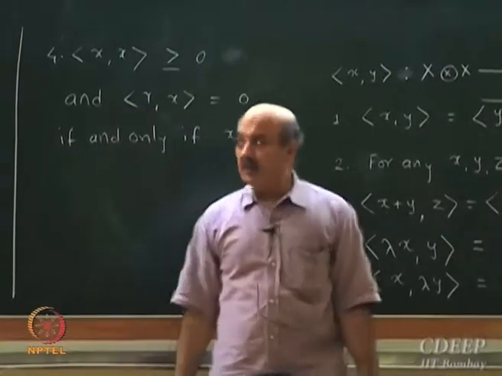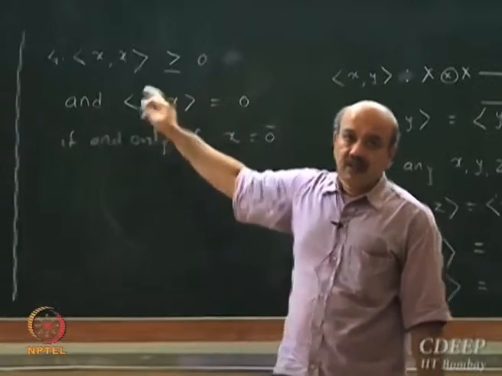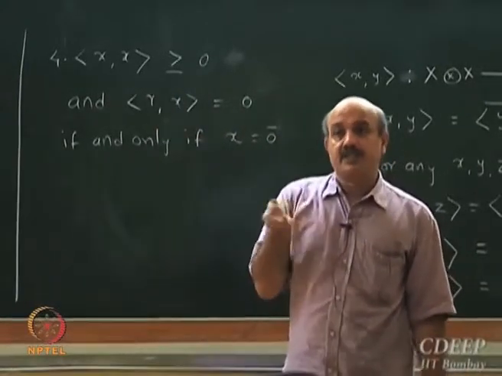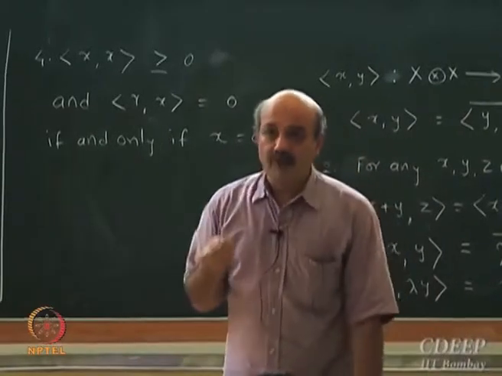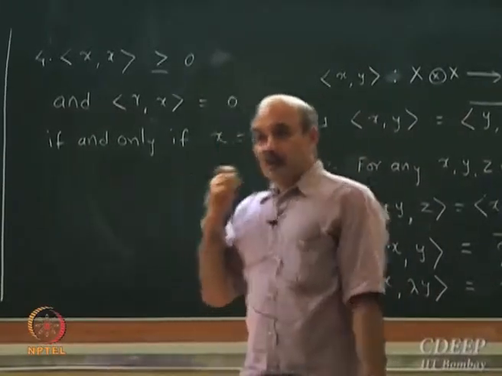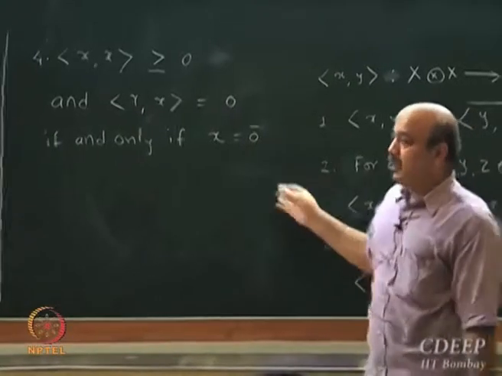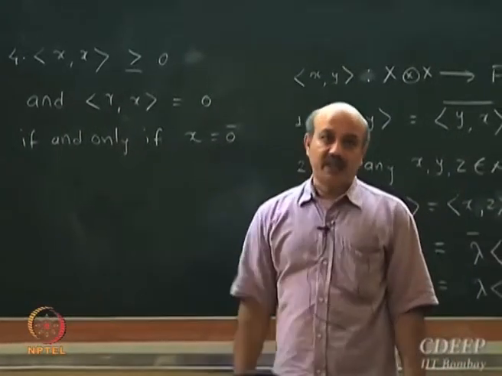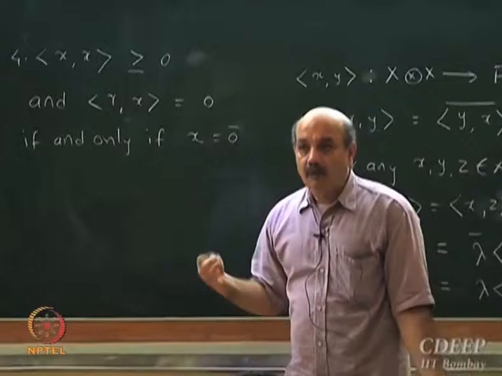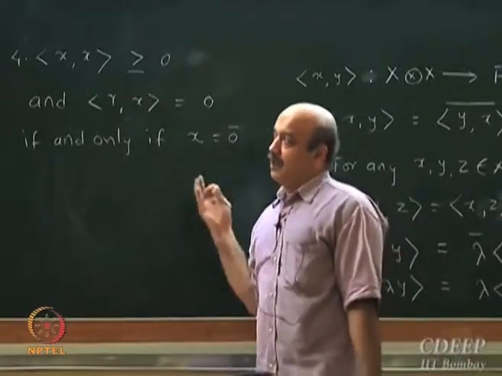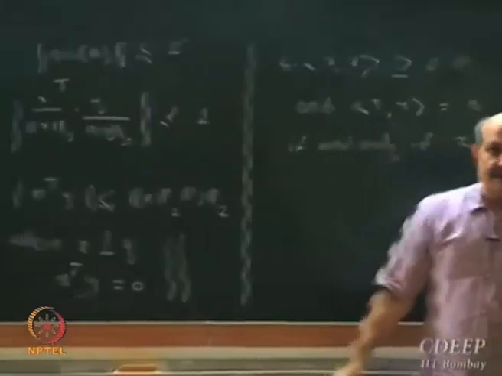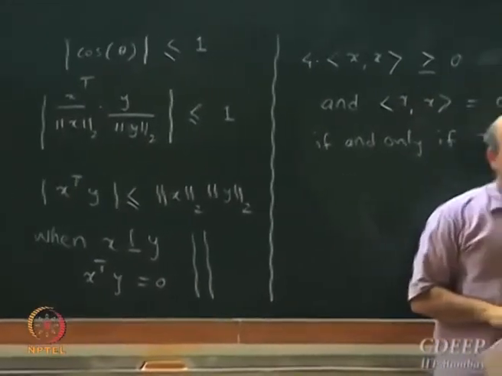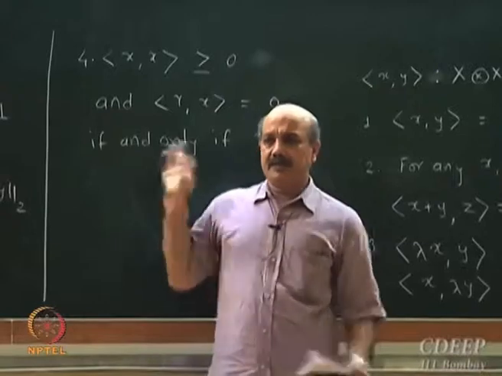In fact, this is what helps us in defining a norm which is tied up with an inner product. A norm which is tied up with an inner product plays a very, very important role in numerical analysis because this is a norm which comes with a definition of angle. That is why the 2 norm is something which is very, very often used in applied mathematics.